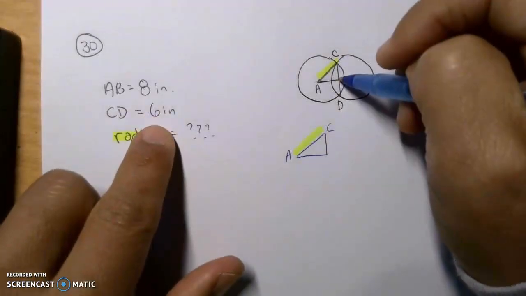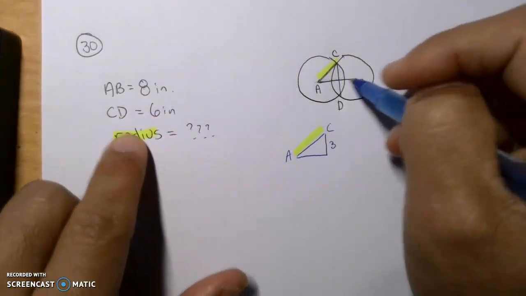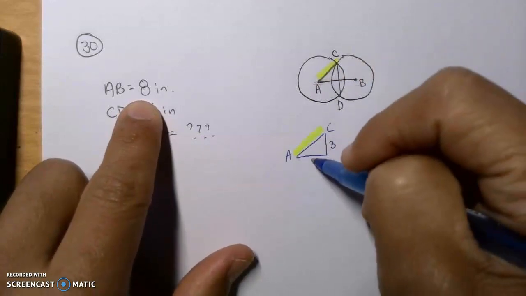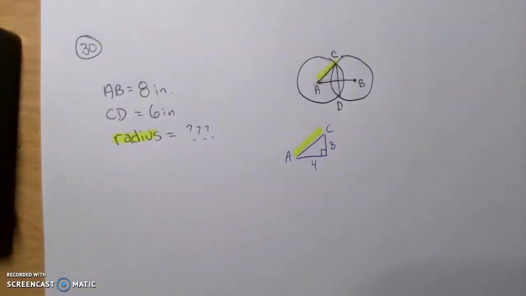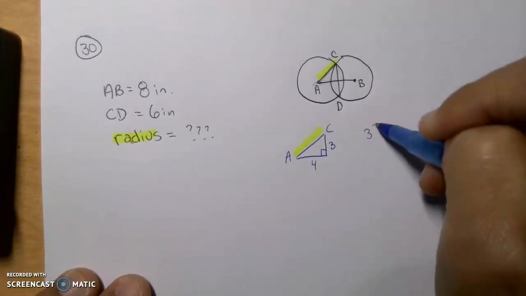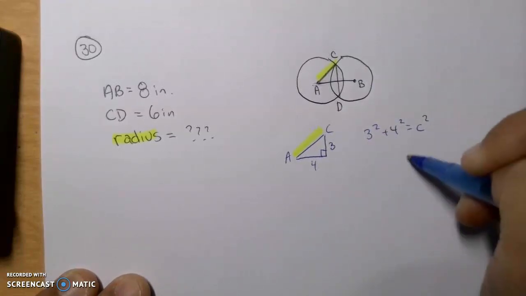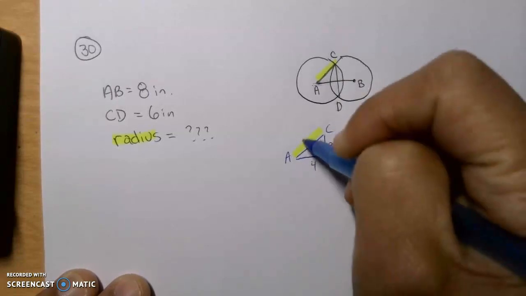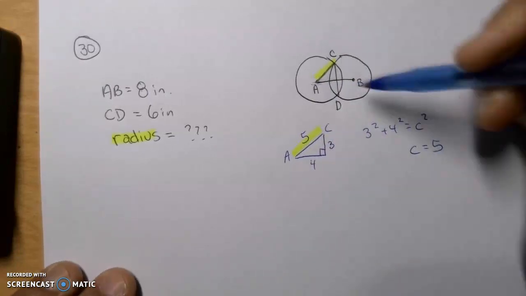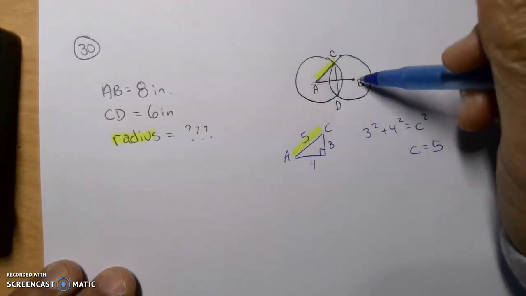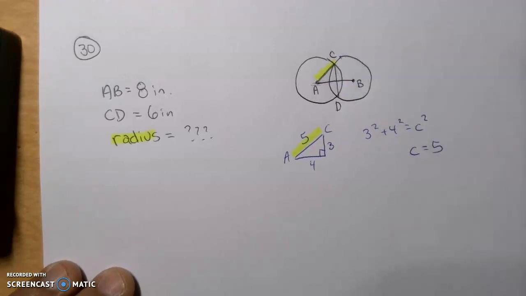C to D is 6, this is halfway, this is 3. AB is 8, this is halfway, that's 4. And we are going to do a little a squared plus b squared is equal to c squared. Okay, and that's how we're going to solve this. A squared plus B squared is equal to C squared, and I know the answer is 5 here. So this is 5, the radius is 5. And it's the same with either circle, because these are congruent circles.